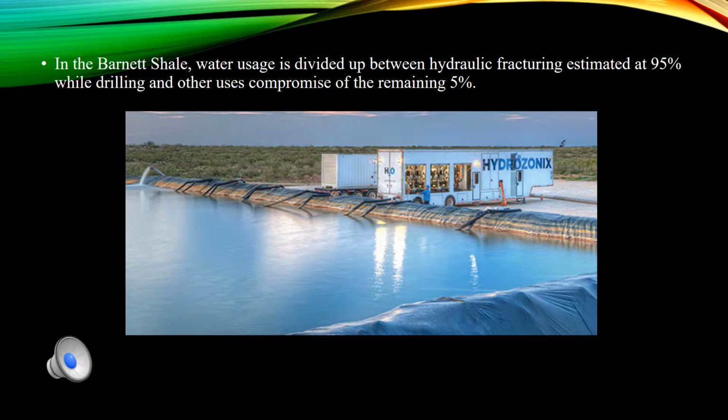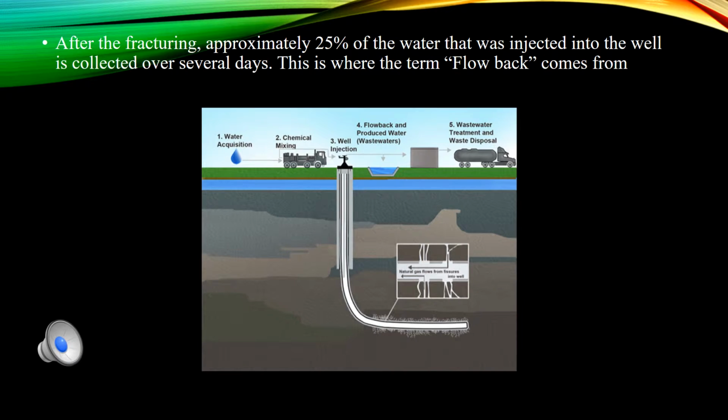In the Barnett Shale, water usage is divided up between hydraulic fracturing, estimated at 95%, while drilling and other uses comprise the remaining 5%. Most of the flowback water at this time is not reusable, however, they are developing recycling processes. After the fracturing, approximately 25% of the water that was injected into the well is collected over the next several days. This is where the term flowback comes from. Typically, the most water collected is within 8 to 14 days after the completion of the well.